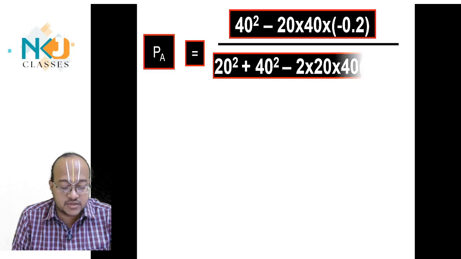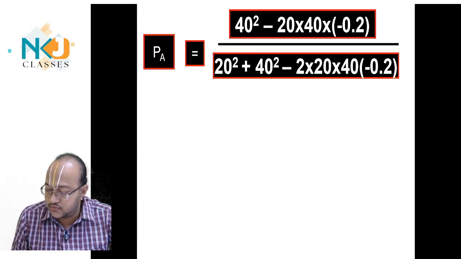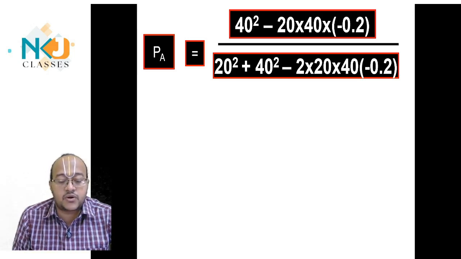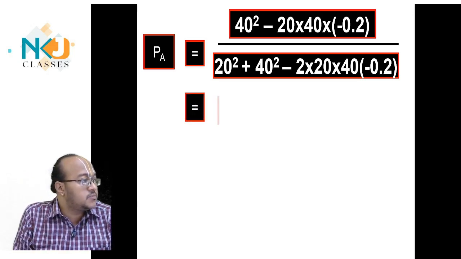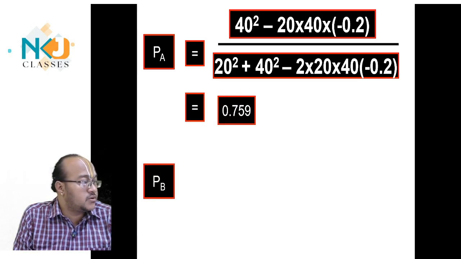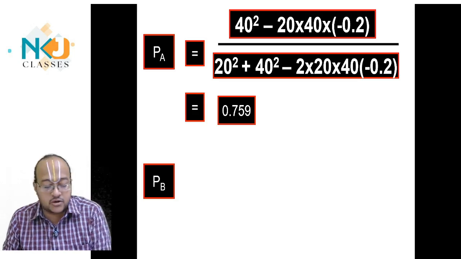Minus minus becomes plus, correct? 40 square plus 160, that is 1760, divided by this number: 20 square plus 40 square minus 2 into 20 into 40 into minus 0.2. How much will you get? See here, 0.759. Okay, this is what you are getting. Can you use the calculator and cross verify?